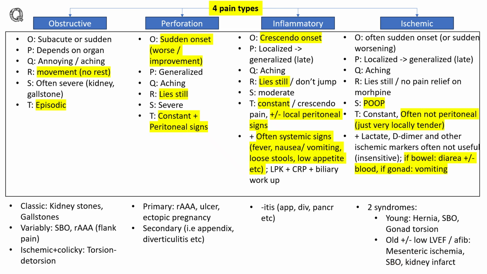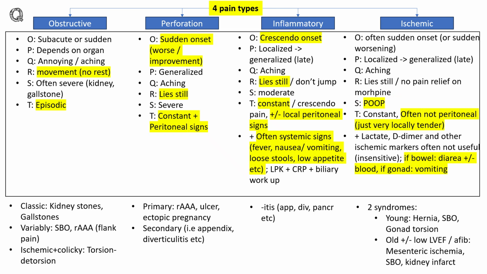So yeah, so four kinds of pain types. Obstructive: colicky, want to move. Perforations: usually sudden, wants to lie still. Inflammation: usually crescendo onset, sometimes moving pain, wants to lie still as well, usually has other symptoms as well, like loss of appetite, fever, nausea, vomiting, usually just subtle, but they're there. And ischemic, the pain out of proportion kind of patient, right?